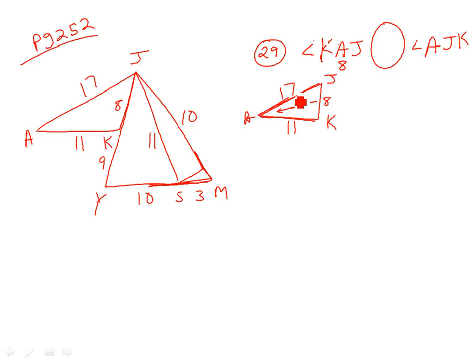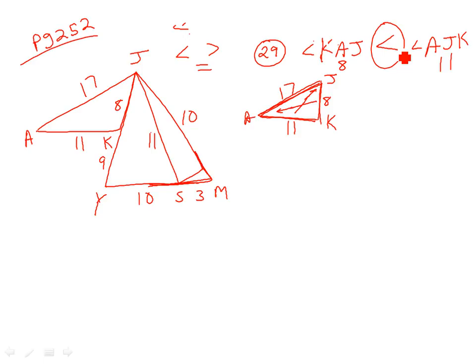Angle AJK, that's this angle. Which side's it across from? 11. So which of these two angles has to be the bigger of the two? AJK. Does everybody see that? So what symbol do I put in here? Remember, you're either using less than, greater than, could be equal to if they happen to be equal. These aren't, but less than.